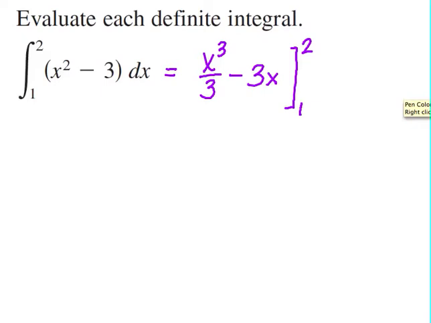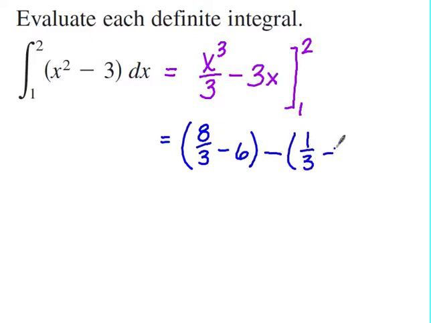Now I'm going to plug in 2 first, since that was the top limit. If I plug 2 in for x, I get 8/3 minus 6. Then I'm going to subtract from that what I get when I plug 1 in, which is 1/3 minus 3. Okay, so 8/3 minus 6 gives me negative 10/3. 1/3 minus 3 gives me negative 8/3.